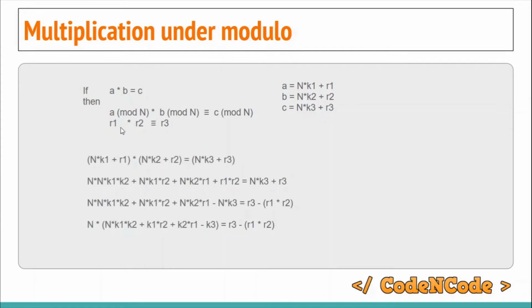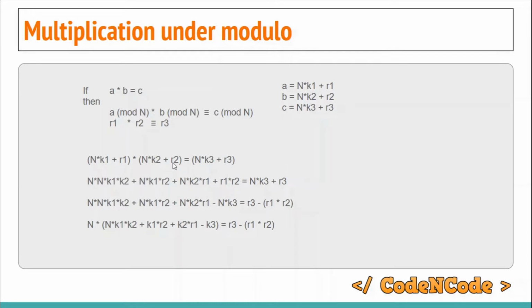Now a into b is equal to c. I have replaced a, b, c with their corresponding values, and then I have expanded this. This would come out to be n times k1 k2 plus n k1 r2 plus and so on. You can see.